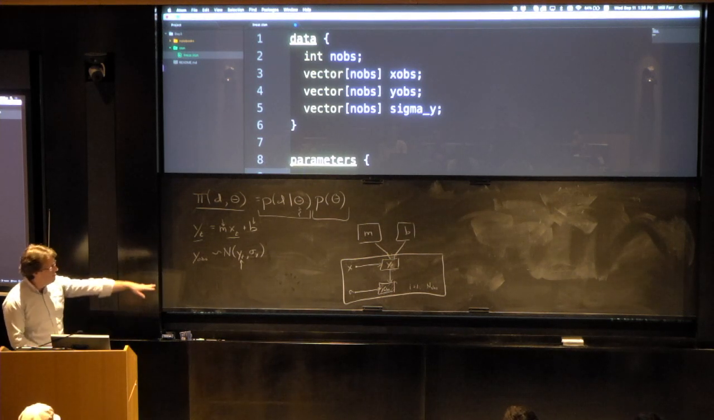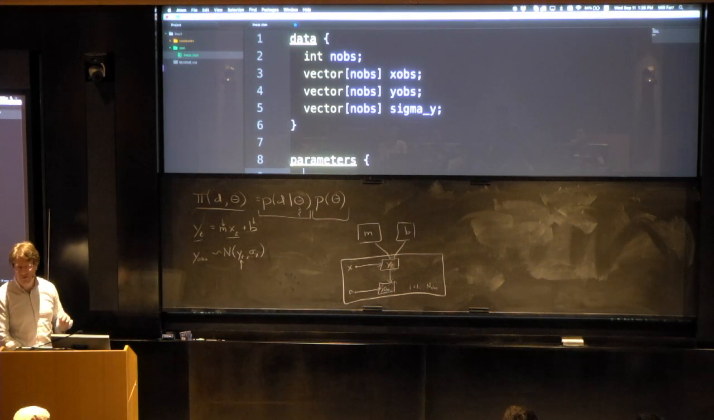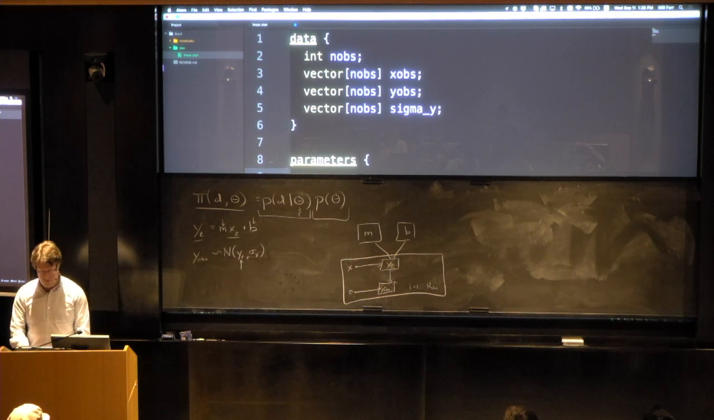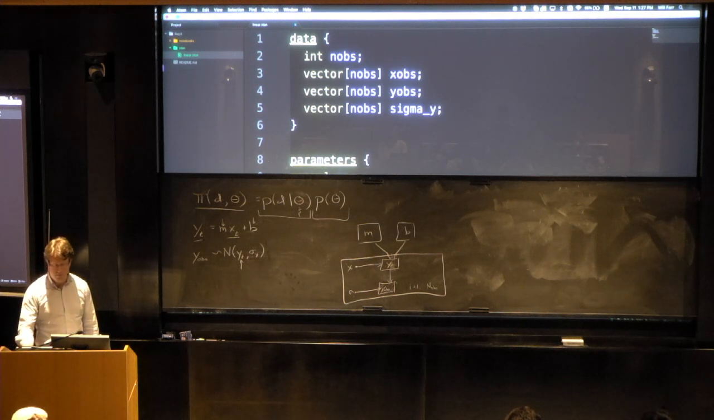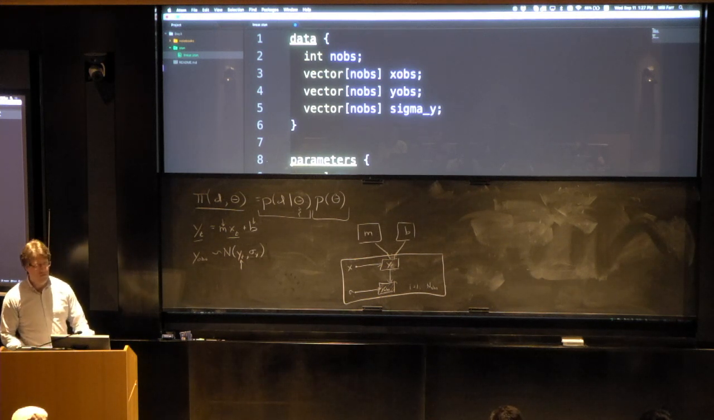Okay, turns out you can eliminate y true with a little bit of math. We're not going to do that. We're just going to make the sampler sample over it. It's happy to do that for us, and later on we won't be able to eliminate y true. Okay, so why get too specialized early on? So m is a real number, b is a real number, y true is a vector that's n obs large. Make sense to everybody? Okay.